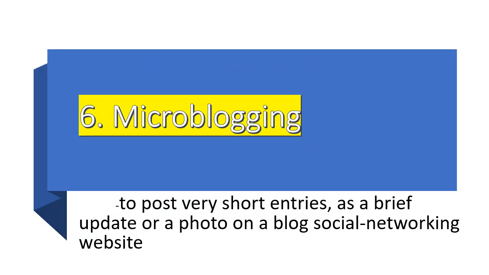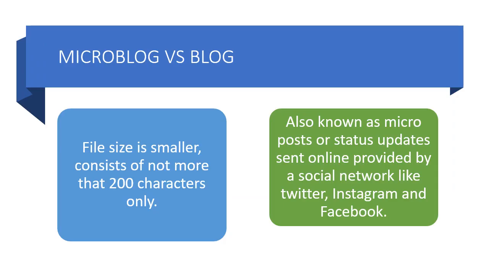Microblogging is to post very short entries as a brief update or a photo on a blog or social networking website. How would you distinguish a microblog from a blog? When it comes to a microblog, its file size is smaller. The characters are not more than 200. This is also known as microposts or status updates sent online provided by a social network like Twitter, Instagram, and Facebook.